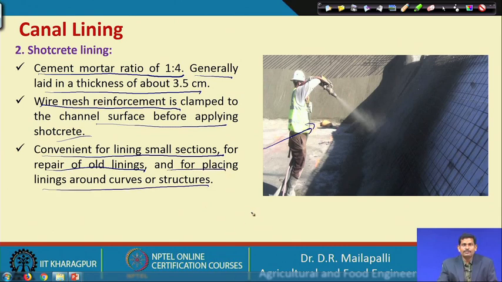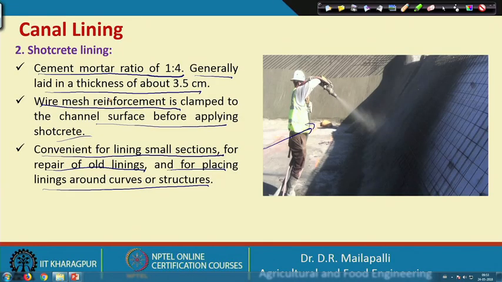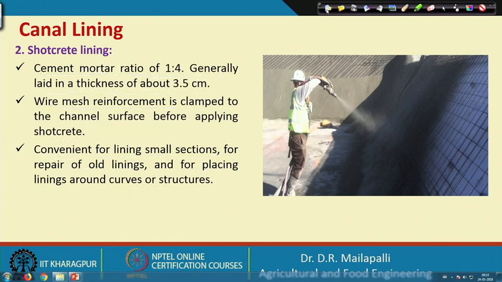So, this is very important, because in ordinary cement lining, the corners or even the curves are sometimes difficult to channel out, whereas if you use this shotcrete lining, it is very easy, simply using a gun you can apply this cement mortar to the surface.